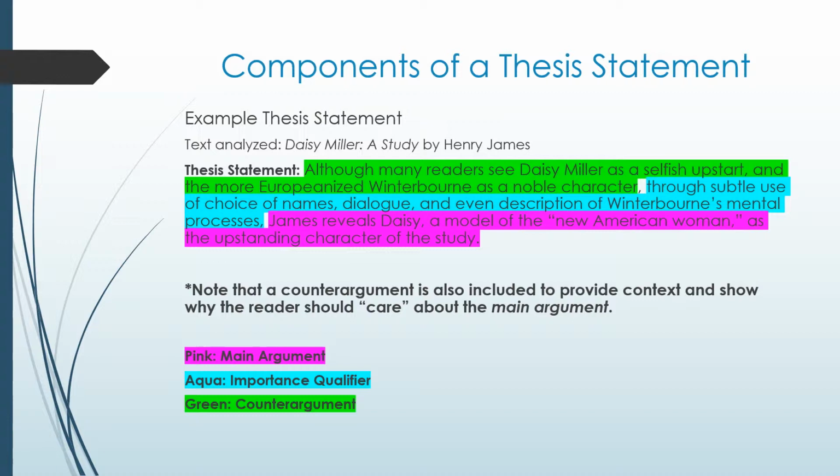The thesis statement reads, although many readers see Daisy Miller as a selfish upstart and the more Europeanized Winterbourne as a noble character, through subtle use of choice of names, dialogue, and even description of Winterbourne's mental processes, James reveals Daisy, a model of the new American woman, as the upstanding character of the study.